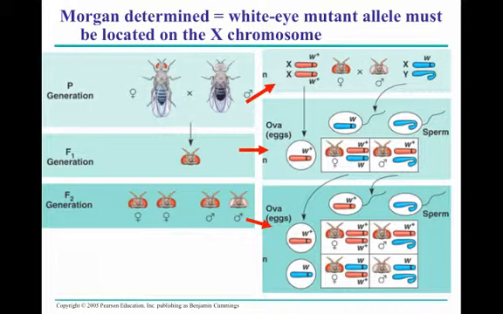So it shouldn't be on the Y chromosome, because if it was on the Y chromosome, this allele for white eye color, we wouldn't have white-eyed females. So it must be on the X.